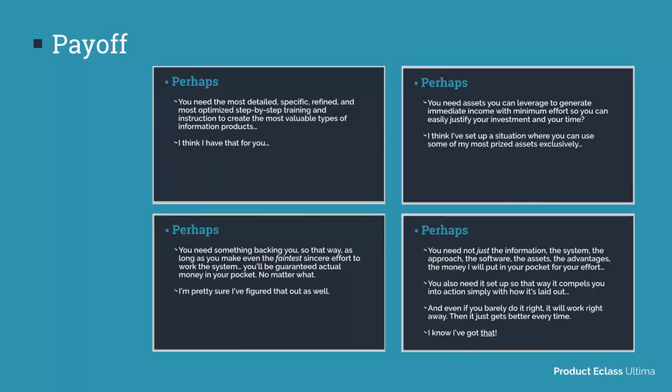You need assets you can leverage to generate immediate income with minimum effort so you can easily justify your investment and your time. I think I've set up a situation where that works. So you need something backing you so that as long as you're making even the faintest sincere effort to work the system, you'll be guaranteed actual money in your pocket no matter what. I'm pretty sure I got that out. And then lastly, you need not just information, you need the system, the approach, the software, the assets, the advantages, the money that I'll put in your pocket for your effort. You also need it set up so that it compels you to take action simply in how it's laid out. And even if you barely do it right, it will work for you right away. That's a use case, by the way. See that, right? Then it just gets better every time. I know I've got that. And that's why it's with great pleasure that I introduce to you Product E-Class Ultima.